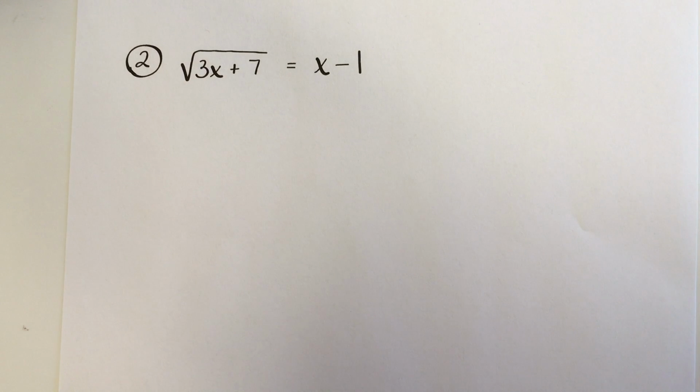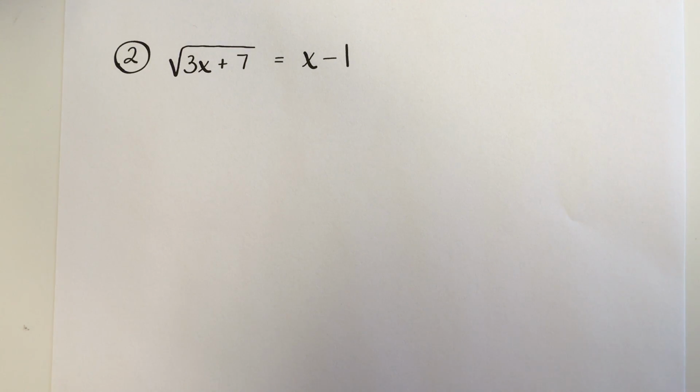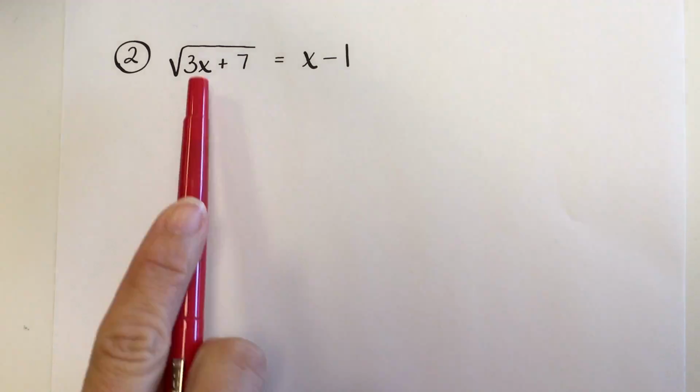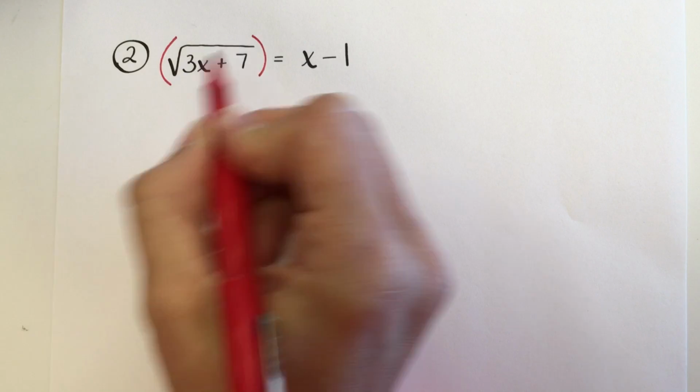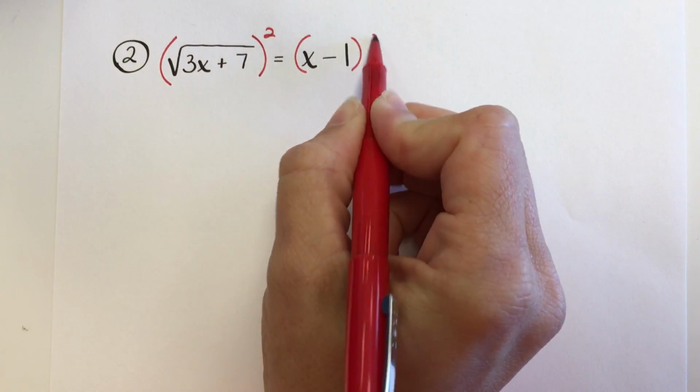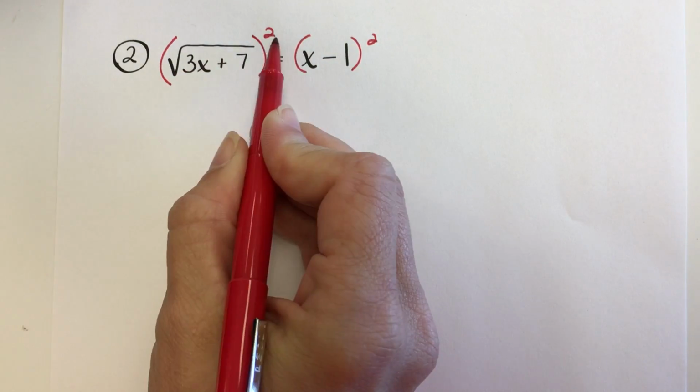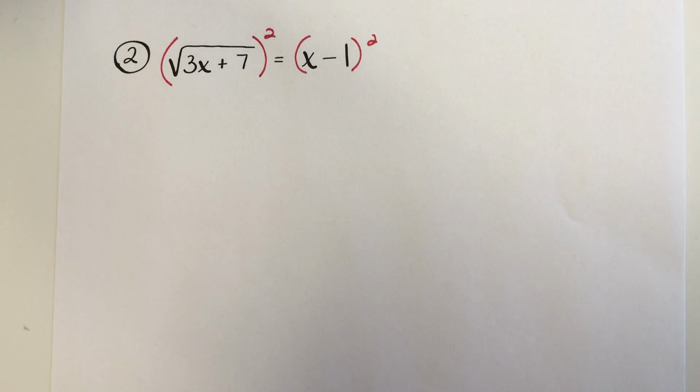The next example that we're going to look at. Now this one already has the radical isolated on one side by itself, so you're ready on this example to go ahead and raise each side to a power. So that means we're going to raise each side to a second power, because again this is a square root. That's why we know to do the second power.